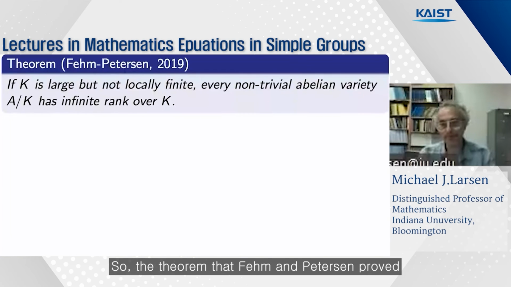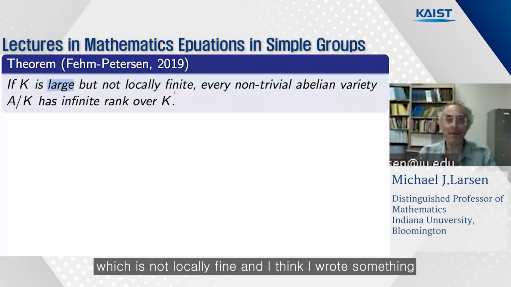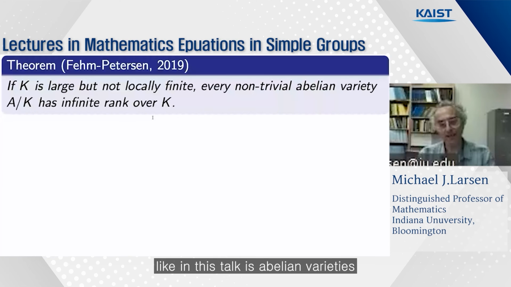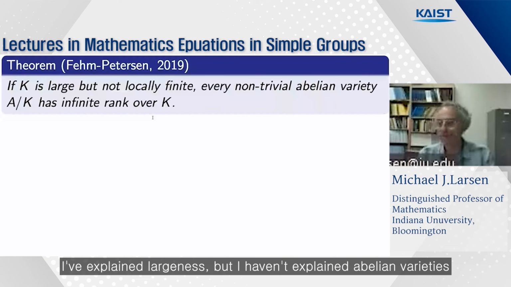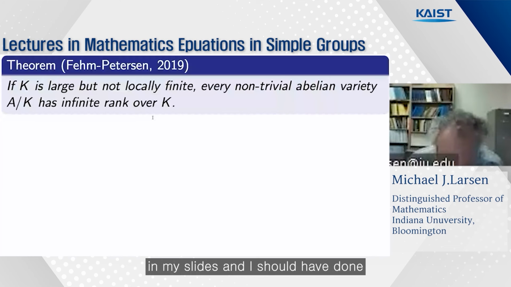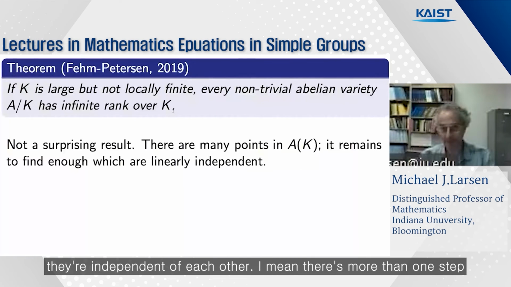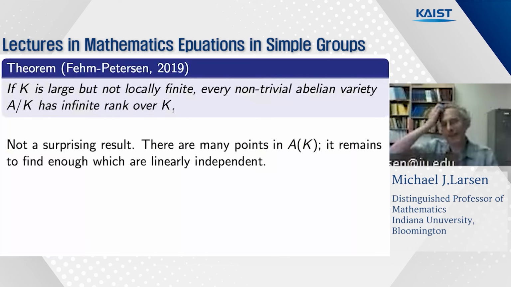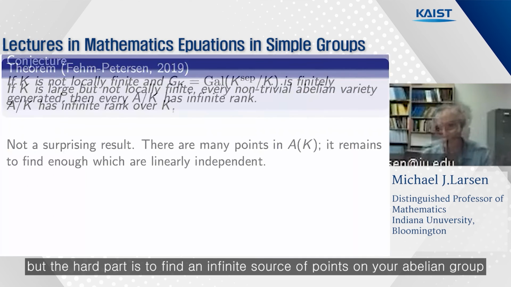The theorem that Fehm and Peterson proved is that if you have a large field, which is not locally finite, and points on abelian varieties. I'm assuming everybody knows what a Galois group is. I've explained largeness, but I haven't explained abelian varieties in my slides, and I should have done so. Once you've found infinitely many points, you need to show that they're independent of each other. There's more than one step, but the hard part is to find an infinite source of points on your abelian variety.